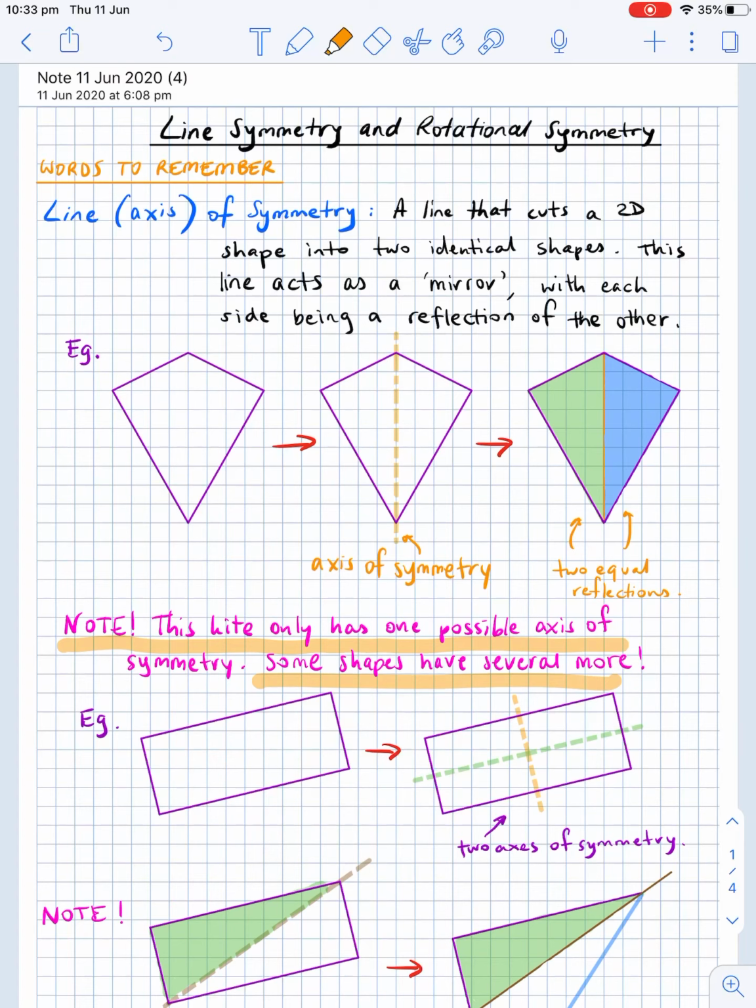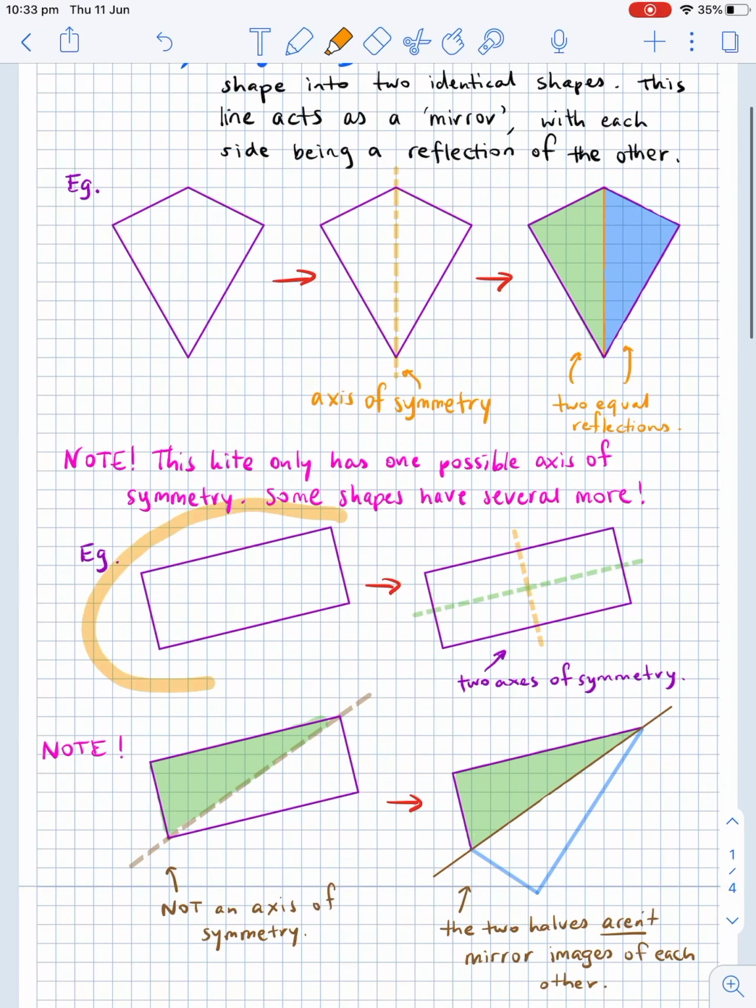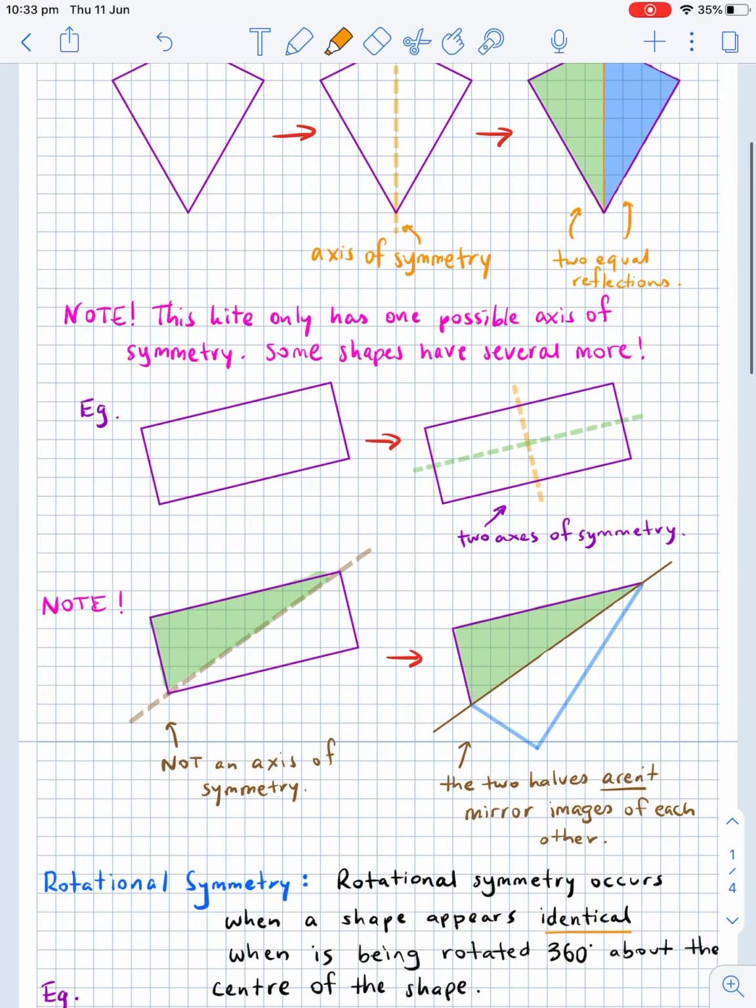Note, this kite only has one possible axis of symmetry, this one here. But some shapes have several more than just one. So for example, this rectangle has two axes of symmetry. A big note, however, with a rectangle is that a lot of people think that this diagonal line is an axis of symmetry. But in fact, it's not, because this side is not a mirror image of this side. The mirrored image of this side right here would look something like this, and because this is the shape, not this one, this is not an axis of symmetry.